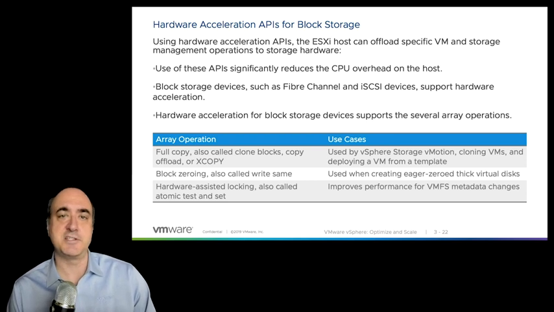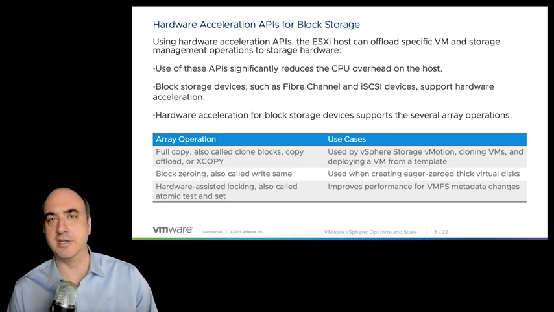Basically what this is, offloading the ability to fill blocks with zeros. My goodness, what are we talking about here, right? Whenever you have an eager zero thick disk, what happens? When you have an eager zero thick disk, this is a disk that has had all of its disk blocks allocated, right? Well, that's something that the host is going to provide.